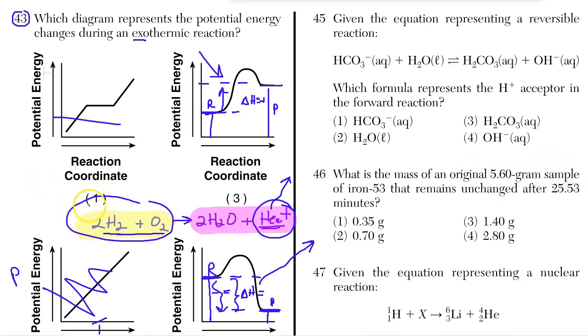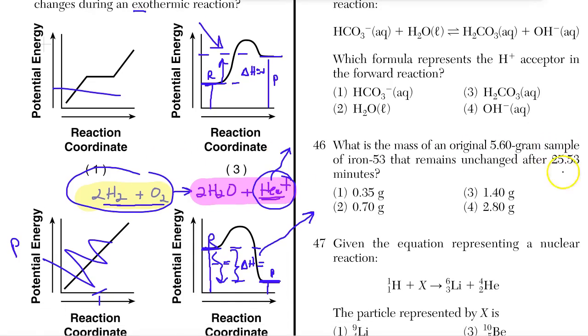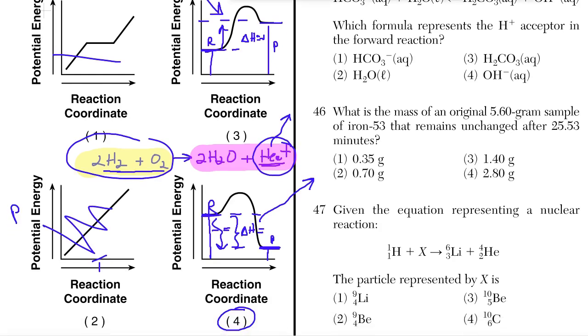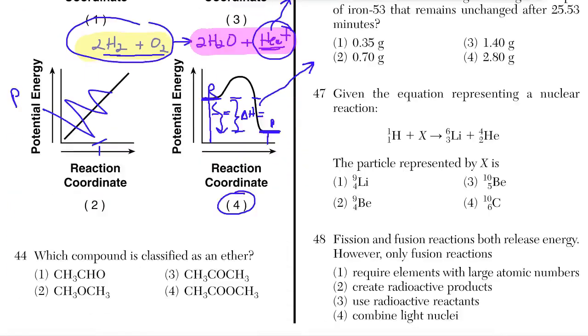Choices 1 and 2 are not potential energy curves, although there's potential energy in a heating curve. That's not what they're talking about here. So that was choice 4 for 43. On to 44.